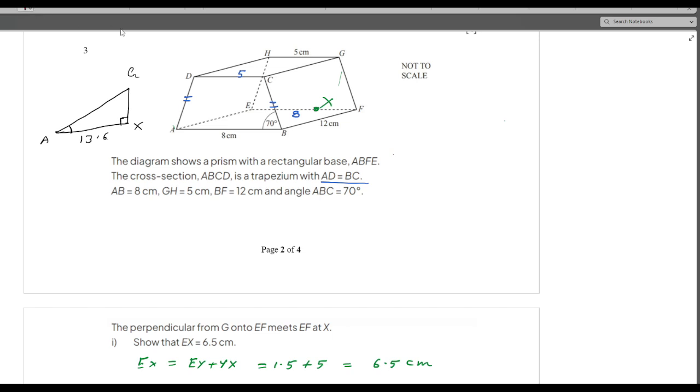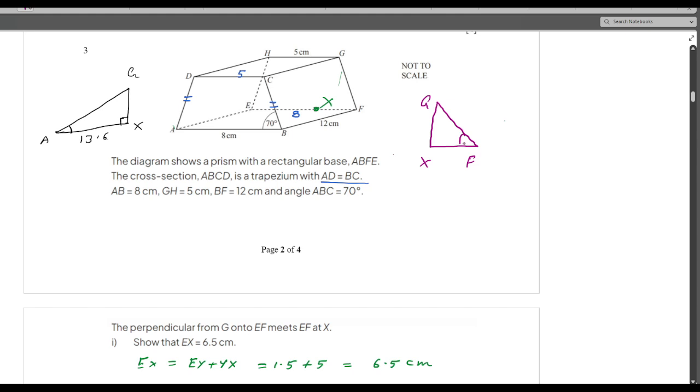Now again, I will draw one more triangle, which is G, X and F. In this triangle GXF, if you see, the angle F should be equal to 70 degree. Definitely it will be 70 degree because angle ABC will be the same as angle EFG. So now I know this angle. I also know that this XF is 1.5, so I can find out GX.